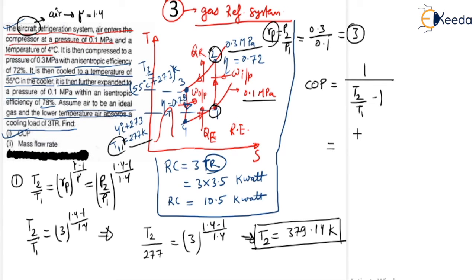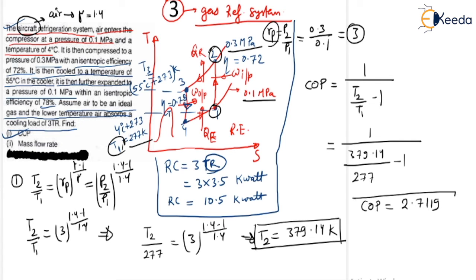And what is the value of this T2? This value of T2 is nothing but 379.14. Okay, and the value of T1 is nothing but what? The value of T1 is 277, and here minus 1. So the final answer of this COP after calculation is 2.7119. So this is your final value for COP. Okay, so my dear friends, your first answer is 2.7119.